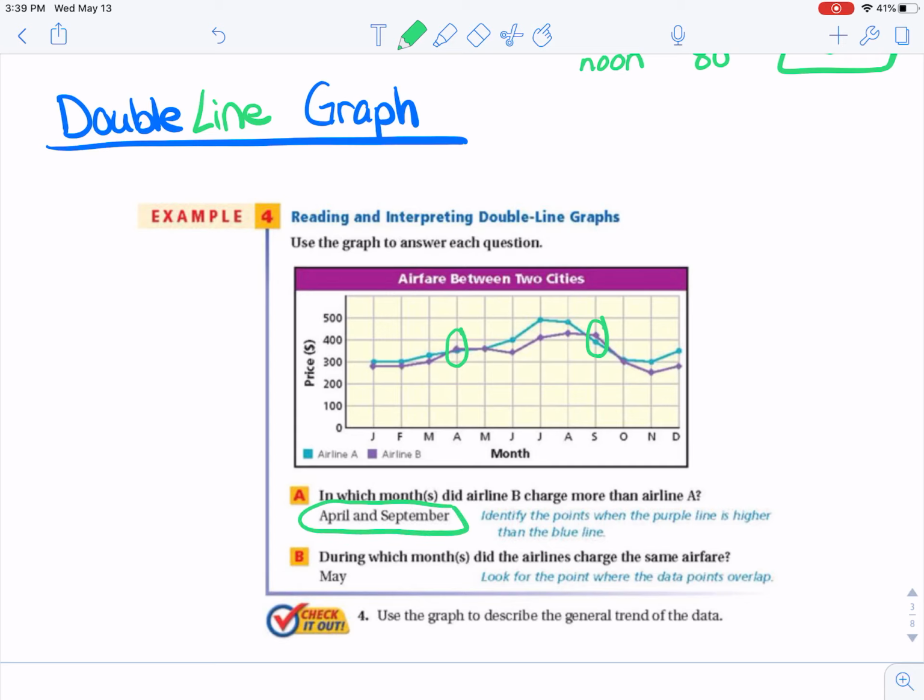You'd have to translate this, J F M A M J J A S O N D. That's the months of the year.